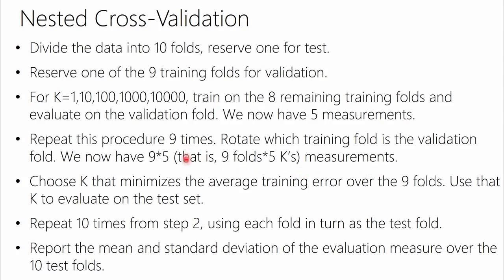So you now have how many measurements? You've got 9 folds times 5 values of k measurements. And so you end up choosing the k that minimizes the average training error over the 9 folds. And you use that k on the test set. And then, of course, you're going to repeat everything 10 times from this step onward, using each fold in turn as the test fold. And then in the end, you report the mean and standard deviation of the evaluation measure over those 10 test folds.